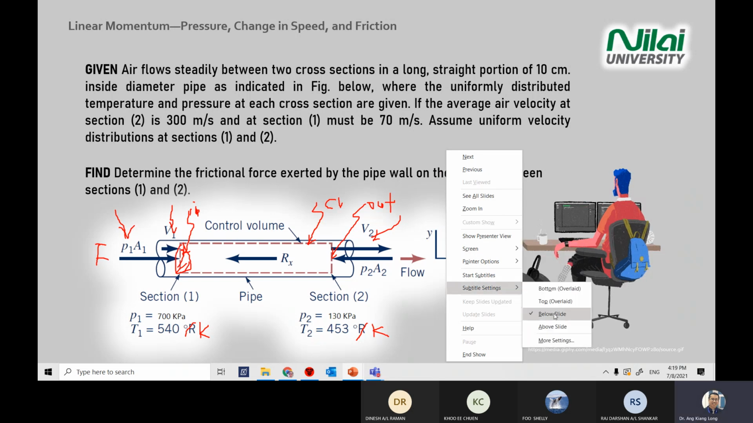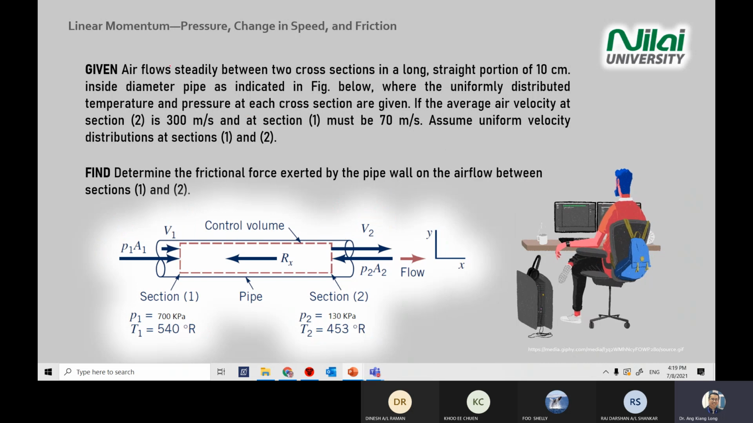So let's look at the problem statement so that you understand what it's talking about. We have an airflow steadily. You have a steady flow, so you should know what's going to happen in your equation later on. Between two cross-sections, which is long and straight. So you have a long and straight portion, which means the area doesn't change.